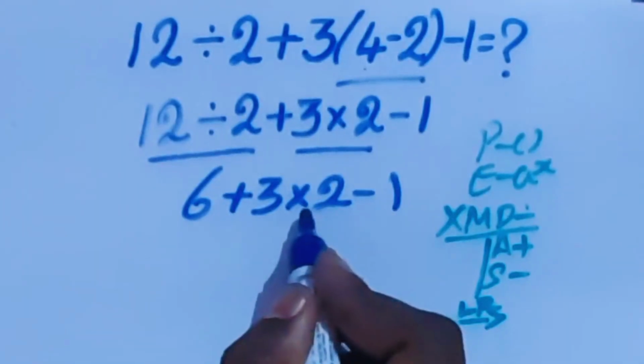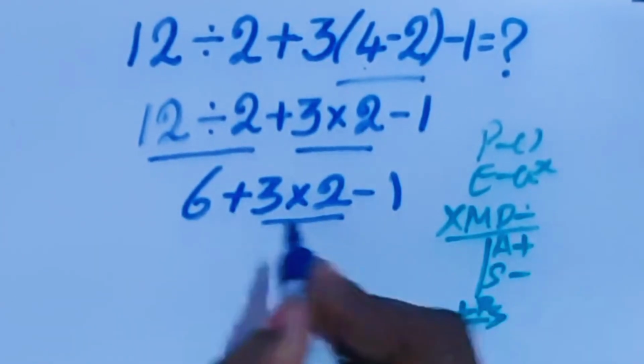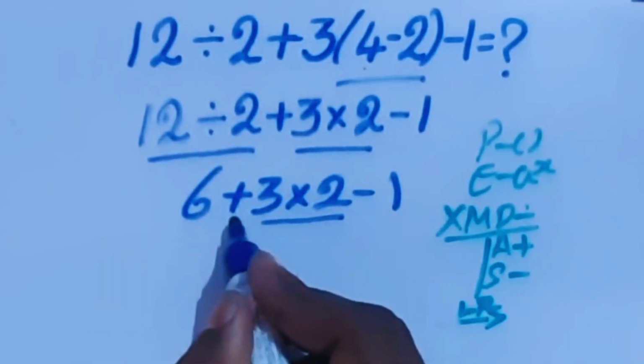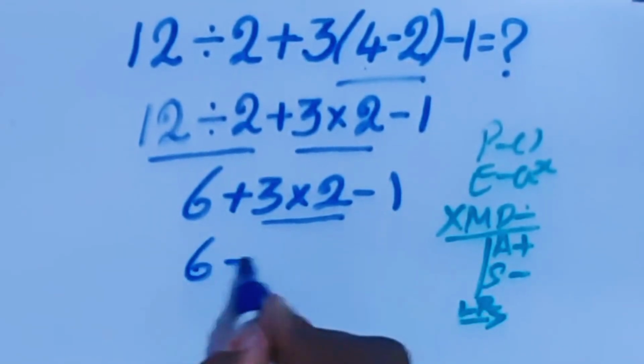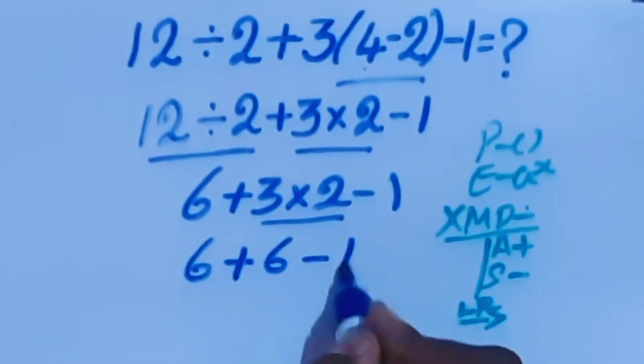Here we have addition, multiplication and subtraction. Multiplication is higher priority than addition and subtraction. So we have to do the multiplication before the addition and subtraction. Here 6 plus 3 times 2 is 6 minus 1.